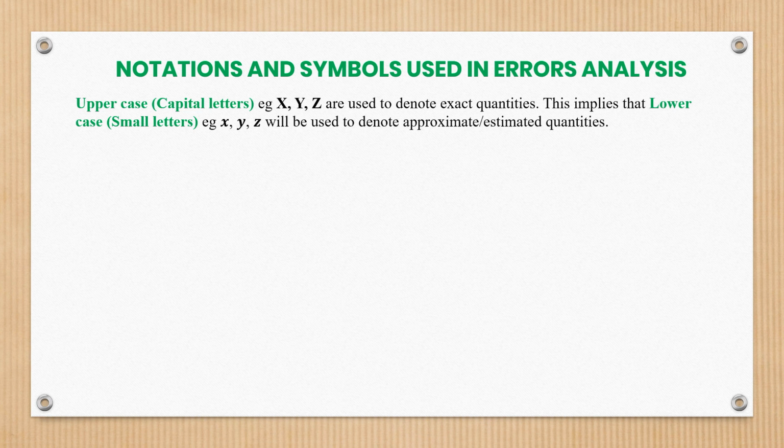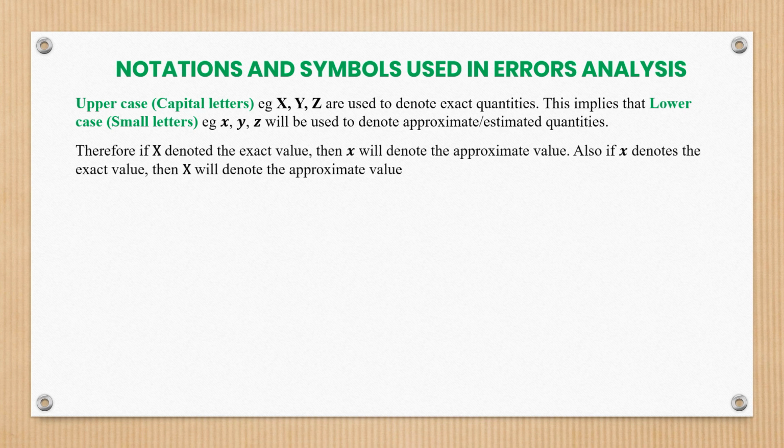So if you have a question where small x, small y, and small z are representing the exact quantities, what that means is now the uppercase letters shall be used to denote the approximate values. So just know that. This should not be crammed, but each one can actually be reversed. So if capital X denoted the exact value, then small x will denote the approximate value. Now also know that if small x denotes the exact value, then capital X will denote the approximate value.